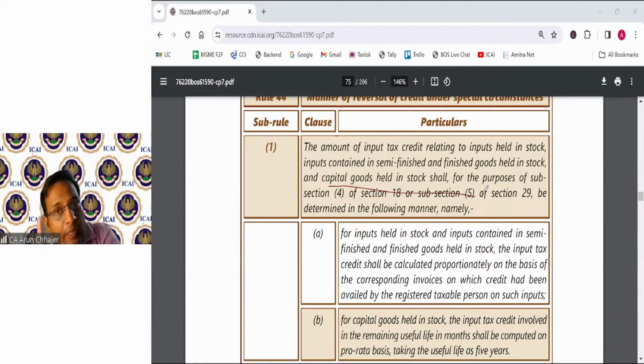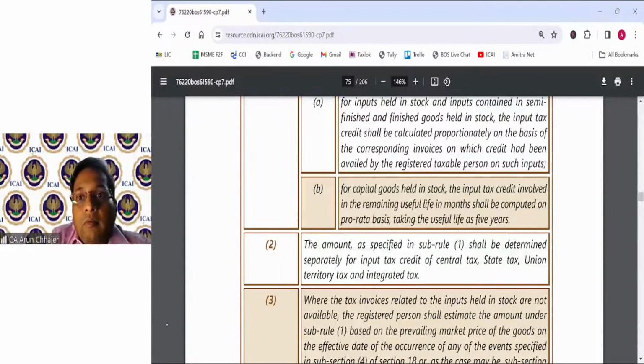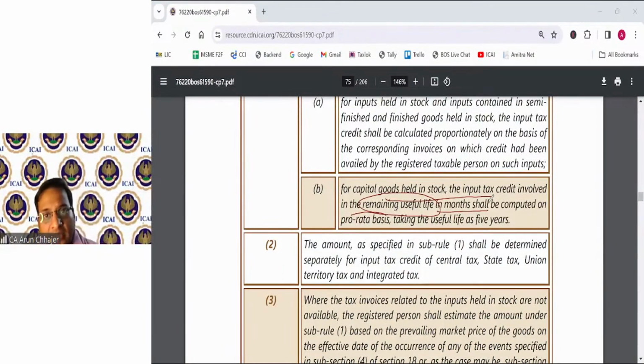So how much do we need to pay in 18.4? ITC equivalent to the stock and ITC of the capital goods reduced by certain percentage points. For inputs, it will be calculated proportionately on the basis of the corresponding invoice on which credit has been availed. If the invoice is not available, you calculate based on the market value, and for market value you take a certificate. Input is clear, right? Now for capital goods, it says that ITC involved in the remaining useful life in months shall be computed on pro rata basis. Whatever months remain, you calculate proportionately and pay the tax under 18.4 accordingly.